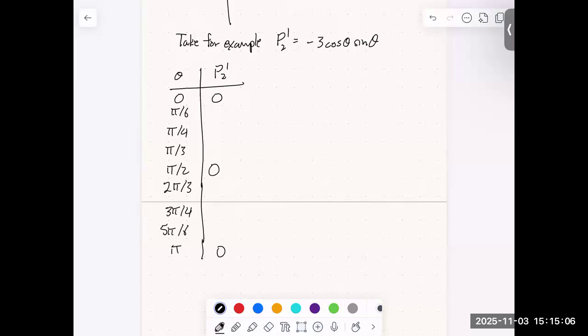When I do pi by 4, cos theta and sine theta are equal. They're both equal to 1 over root 2. So I'm going to get minus 3 times 1 over root 2 times 1 over root 2. And so that's going to be minus 3 halves. When I go to 3 pi by 4, cosine and sine are equal in magnitude but have opposite sign. The sine is plus 1 over root 2. The cosine is minus 1 over root 2. So we get minus 1 over root 2 times plus 1 over root 2, which is minus 1/2, times minus 3. So we get plus 3 halves.